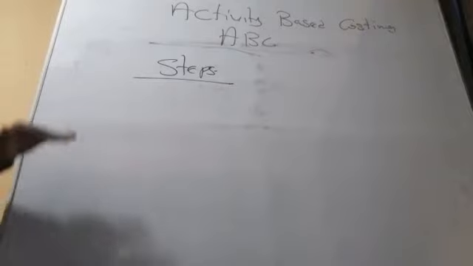So now let's quickly look at the steps that you have to go through. There are only 6 steps. So the steps in ABC. If any company wants to adopt activity-based costing, they should follow these steps, and these steps will help them well. So first step is identify the major activity. That is step one: identify the major activity that gives rise to the overheads.